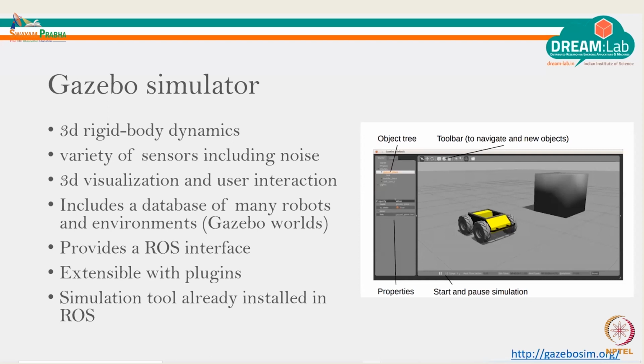It provides a ROS interface so that we can use it with ROS, and Gazebo is extensible with plugins, which means that we can write code to customize the behavior of the different components inside this Gazebo world. The Gazebo world is nothing but the environment in which we want the robots to move around, and we want to observe the behavior of those entities. This simulation tool is already installed in ROS.